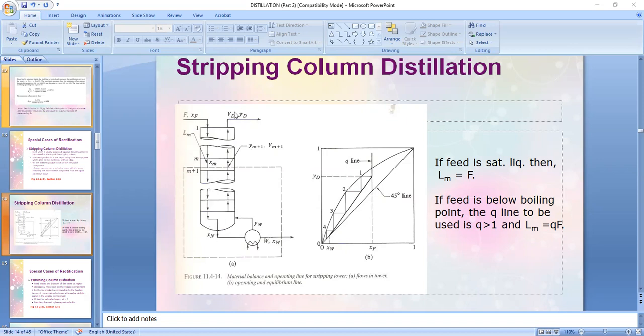It does not have the enriching section, just like the way I've discussed it with the enriching column distillation, which does not have the stripping section. If you're going to draw the operating lines in this case, since your feed is saturated liquid, it's vertical.